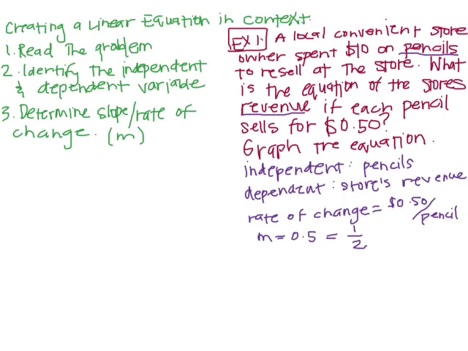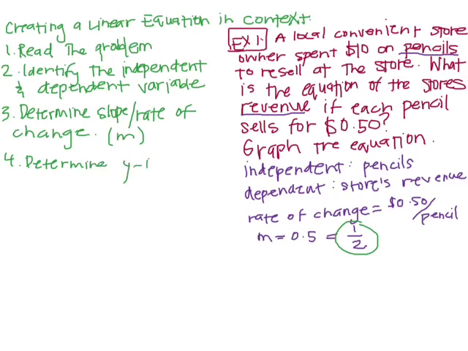Okay, so I found my independent variable, pencils, found my dependent variable, which was the store's revenue, and then I found my rate of change, or found my slope, to be 1/2. Now let's go on to step 4, which is to determine the y-intercept.